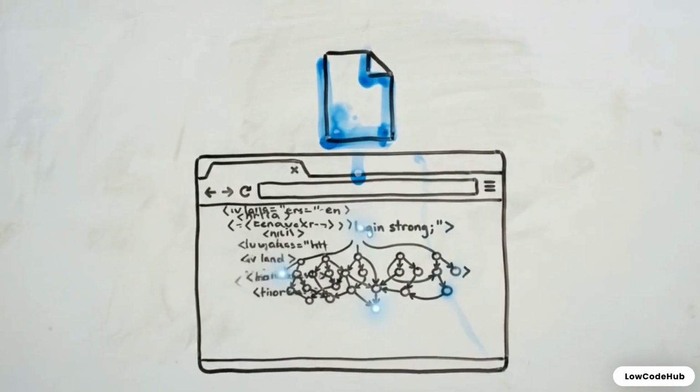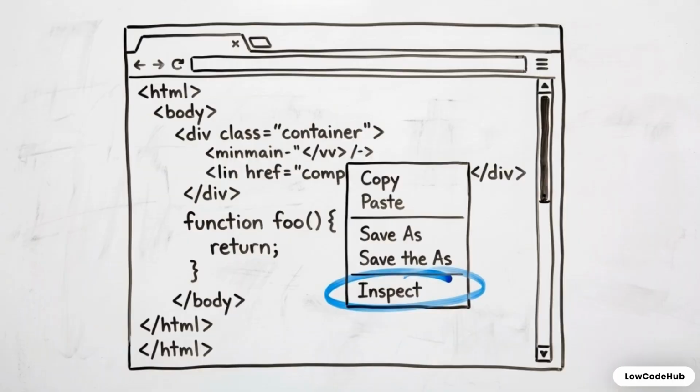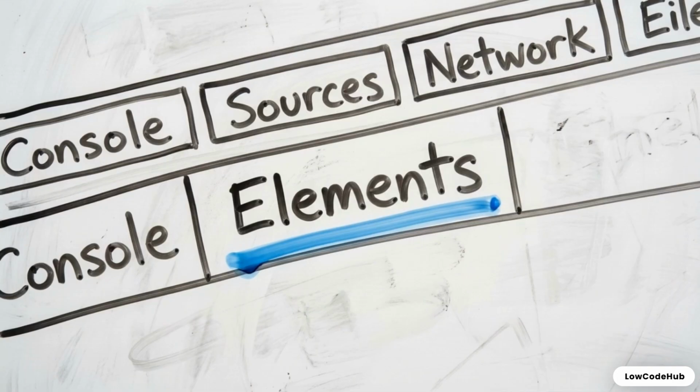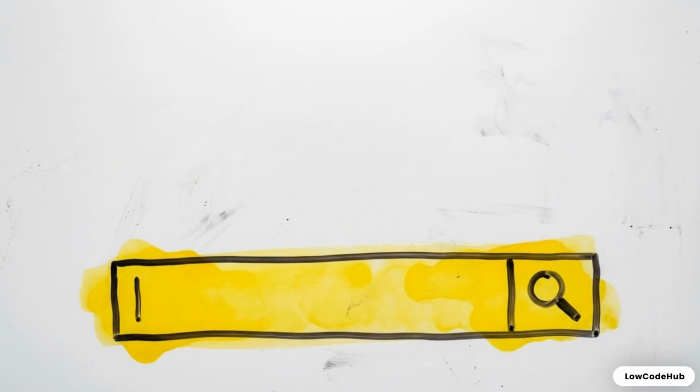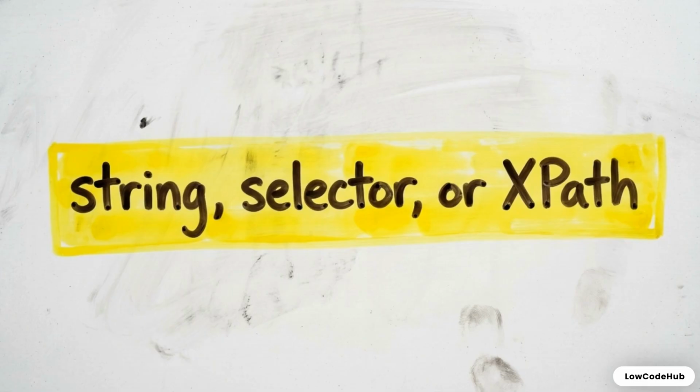Take your sample XML file, drag it, and drop it directly into a new Google Chrome tab. Next, we need to view the underlying code. Right-click anywhere on the page and select Inspect to open the Chrome Developer Tools panel. Make sure you are on the Elements tab. Then press Command+F on a Mac or Control+F on Windows to open the built-in search bar at the bottom of the panel. If you look closely at this search bar, right here in the placeholder text, you will see it natively accepts strings, selectors, and most importantly, XPath queries.